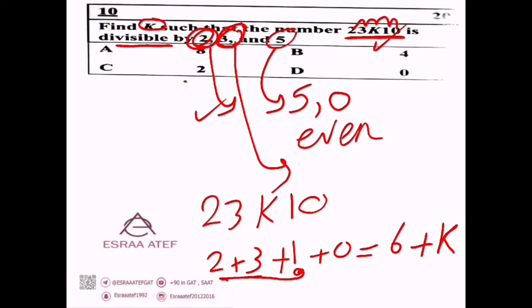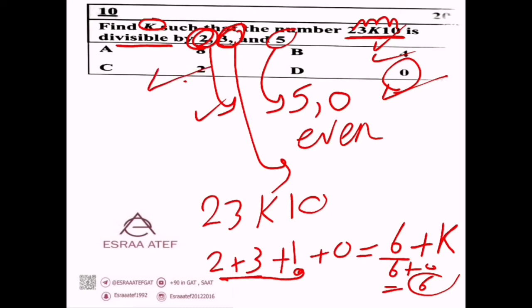The number which we get should be divisible by 3. So 6 can be divided by 3, so if we put 0 to it, it's okay. 6 plus 0 is 6, and 6 we can divide by 3. So we will choose 0. If we take 4, it will be 10, and 10 can't be divided by 3. If we take 2, it will be 8, and 8 can't be divided by 3. And if we take 8, it will be 14, and 14 can't be divided by 3.